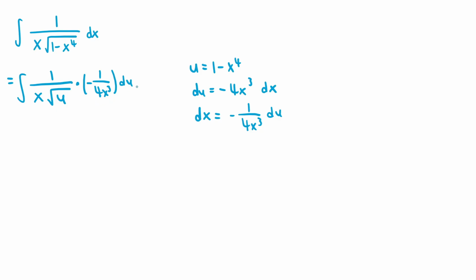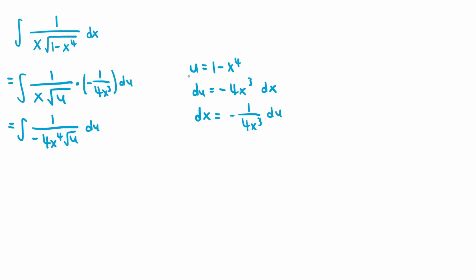So this becomes the integral of 1 over x times the square root of u times negative 1 over 4x cubed du. And if we multiply the two terms together, this simplifies to 1 over negative 4x to the fourth times the square root of u du, and I'm going to keep the negative sign in the denominator, and you'll see why in a second. This expression is not yet fully in terms of u, and we need to write the negative 4x to the fourth in the denominator in terms of u.